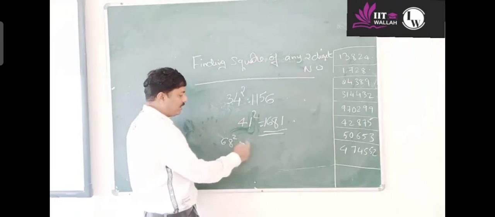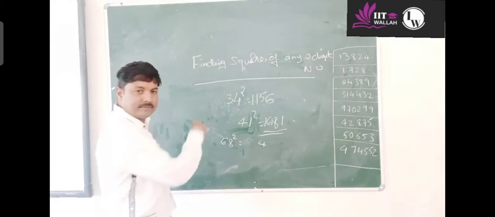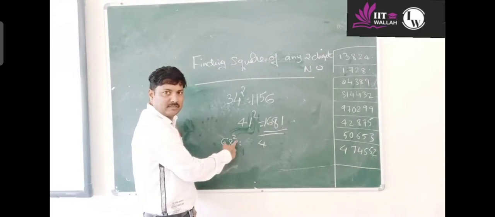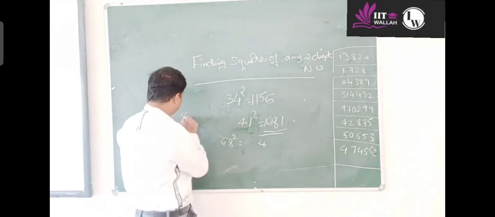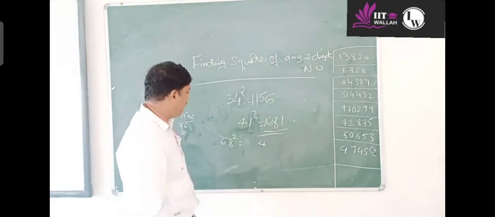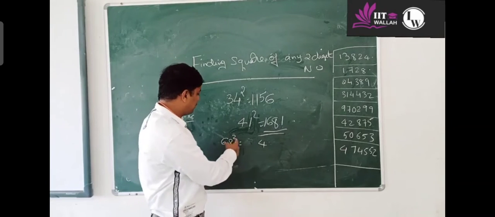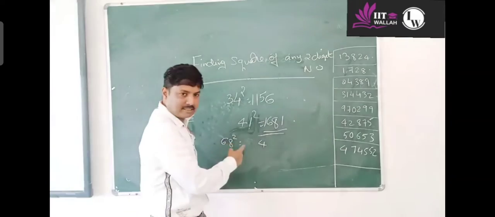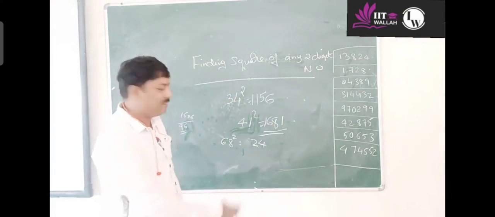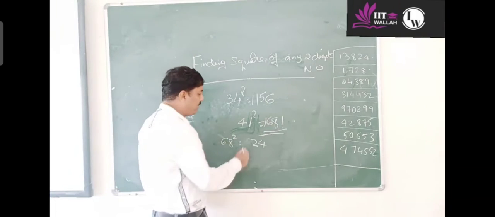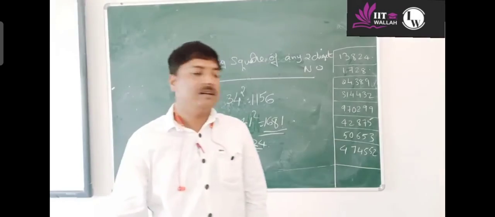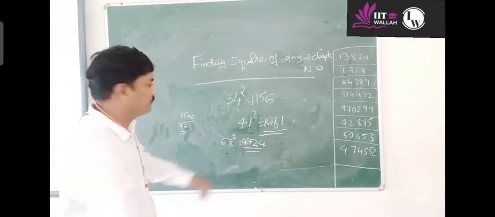First, 8 square is 64, 6 carried. Then multiply these three digits, 8 2s are 16, 16 6s are 96, 96 plus 6, 96 plus 6, 102, and 10 more, 112. So 11 carried, 6 square is 36, 36 plus 11, 47. 4624 is the square of 68.